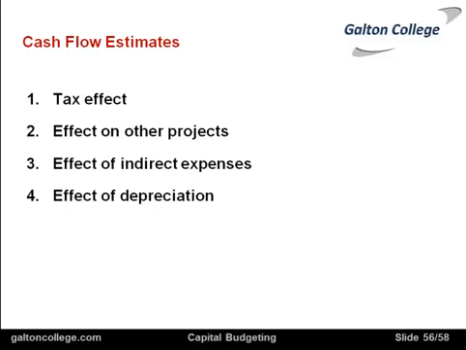Cash flow estimates involve tax, the effects on other projects, the indirect expenses, and the effects of depreciation. So when you look at a capital investment, you need to take those 4 points into account. What are the tax implications of the future revenue? What's the likely government response to the investment anyway? What's government policy going to be in the future? Is it going to increase taxes, corporation taxes, or is it going to give grants for people who are investing in this area? I mean, what exactly is the government stance?